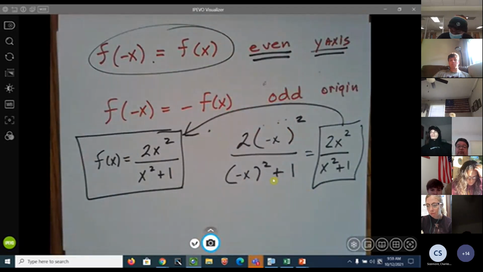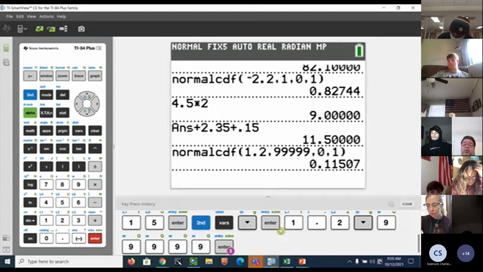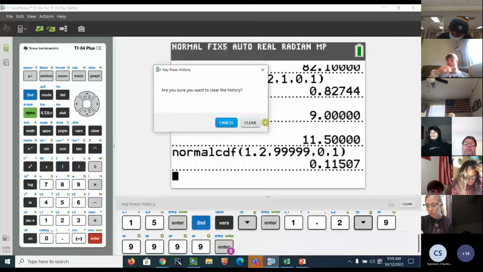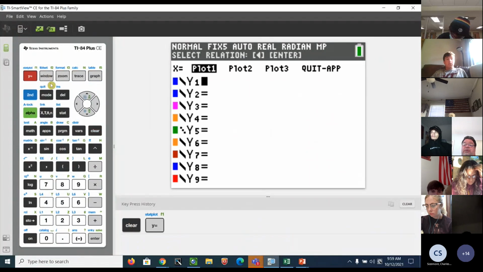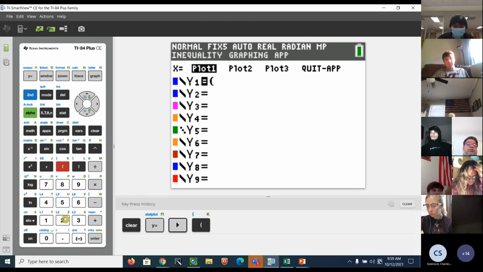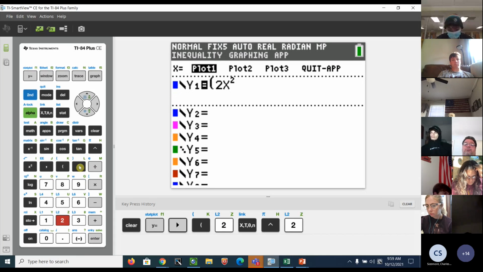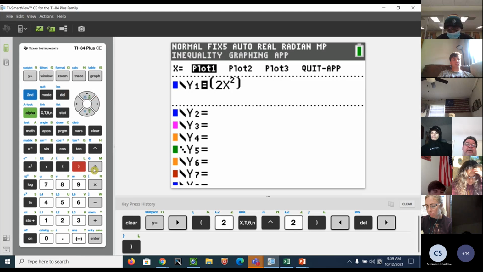Let's take a look. Handy dandy calculator. Clear. Clear. And y is equal to 2x squared, parentheses, 2x squared, close parentheses, divided by, parentheses, x squared plus 1.